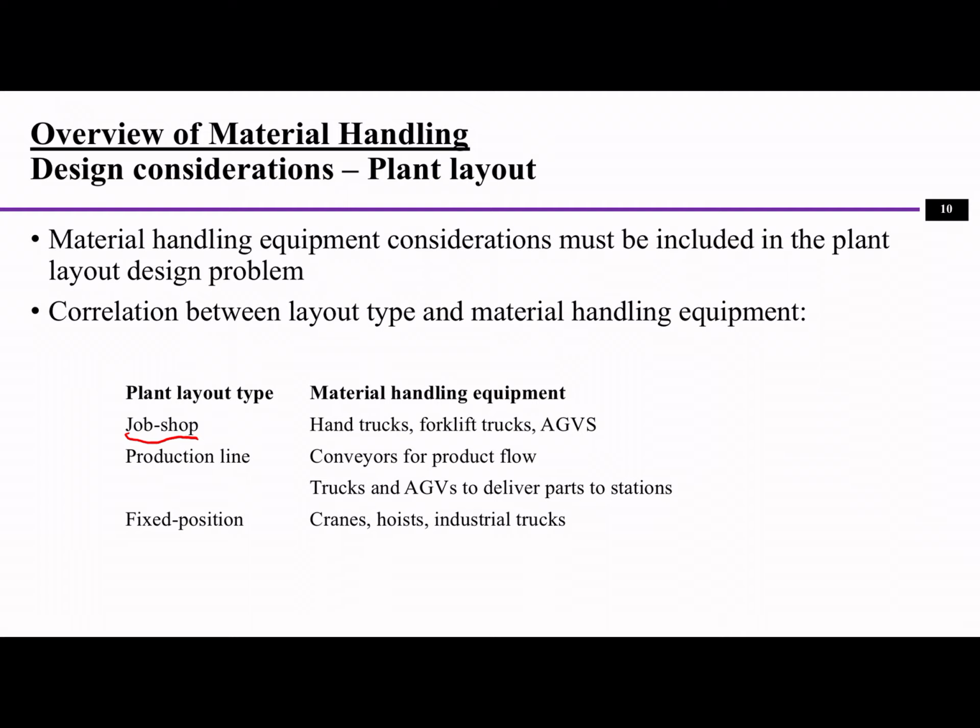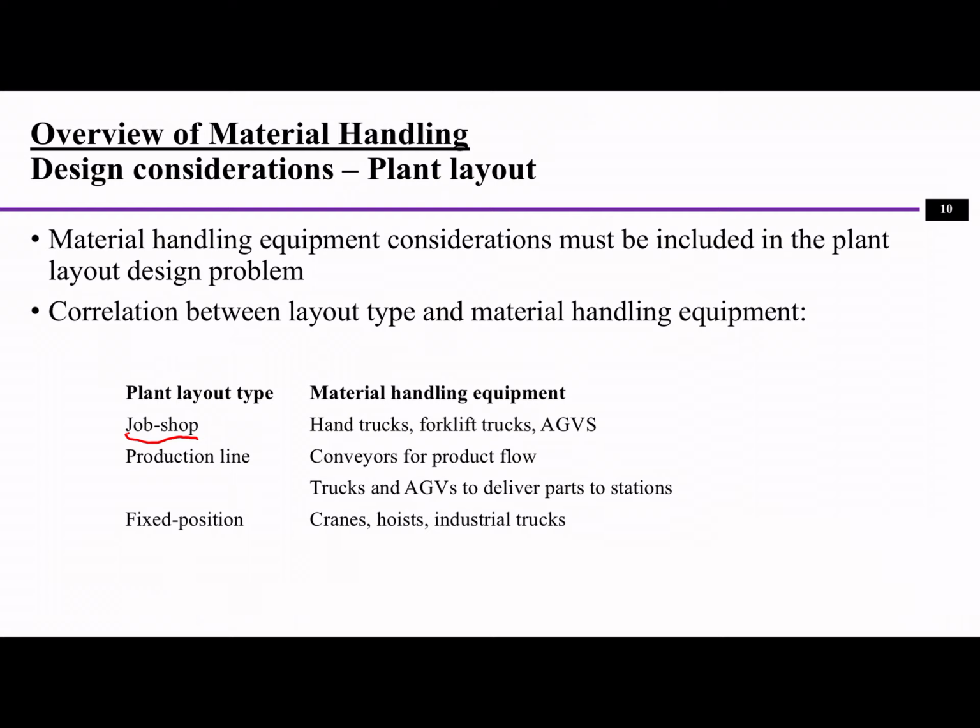Well, if you have a clear production line, where we know that from one process to another it's one after another, then conveyor belts will be a very good choice. Also, you can use trucks or AGVs to deliver parts to each of the stations, to support the materials.